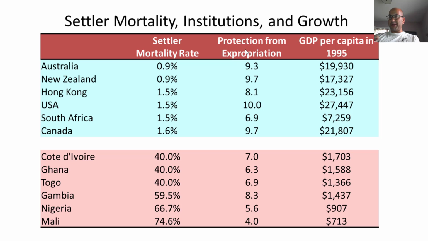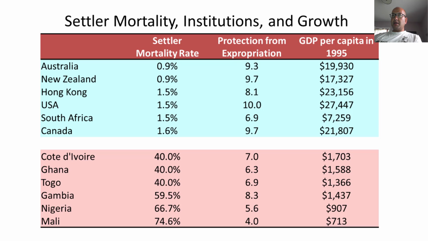So this is not the colonial measure, but this is their property rights right now. Essentially it's measured as protection from expropriation. Expropriation essentially is when the government takes your stuff. And so it's on a 10-point scale. The closer you are to 10, the stronger the property rights in a country.